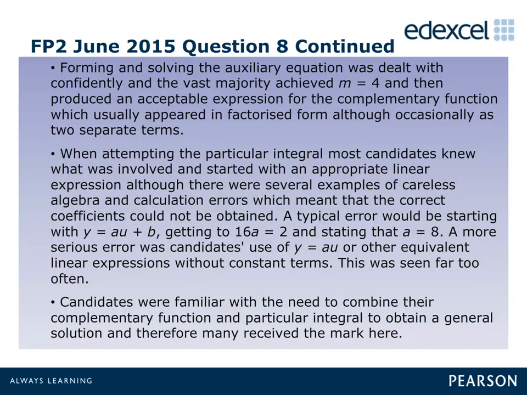When attempting the particular integral, most candidates knew what was involved and started with an appropriate linear expression, although there were several examples of careless algebra and calculation errors, which meant that the correct coefficients could not be obtained. A typical error would be starting with y equals au plus b, getting to 16a equals 2, and stating that a equals 8. A more serious error was candidates' use of y equals au or other equivalent linear expressions without constant terms. This was seen far too often.